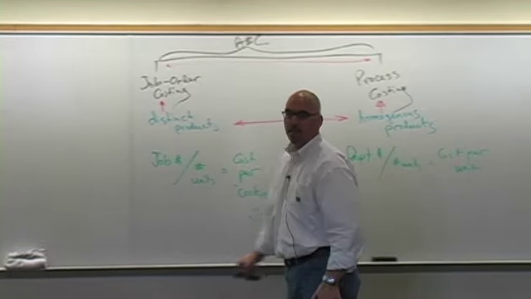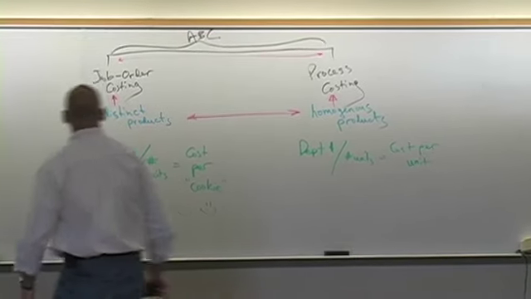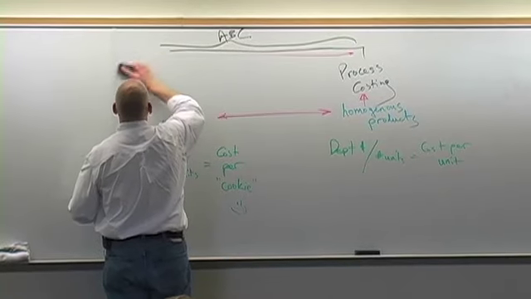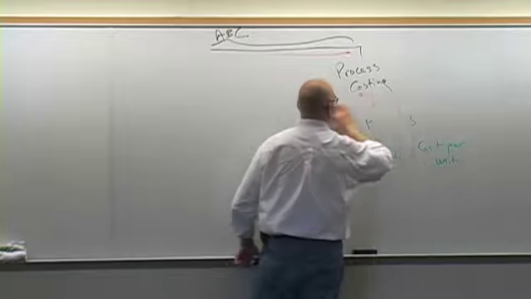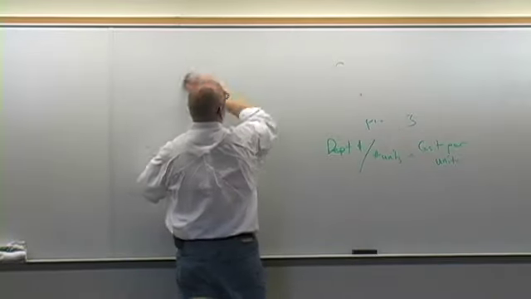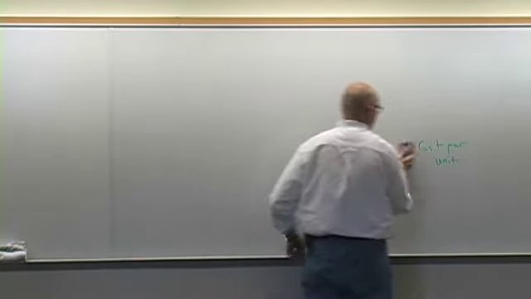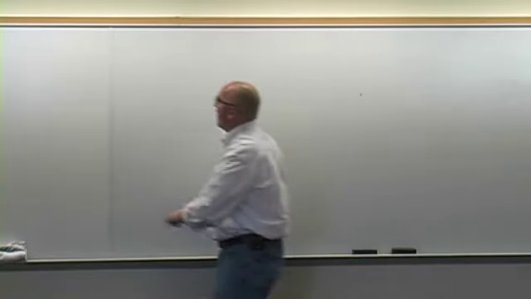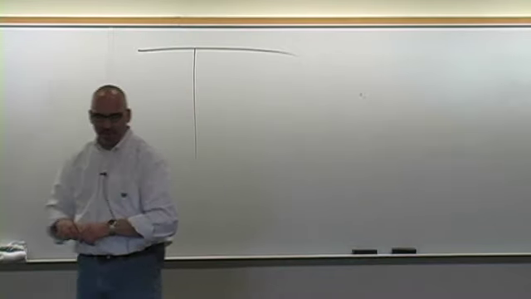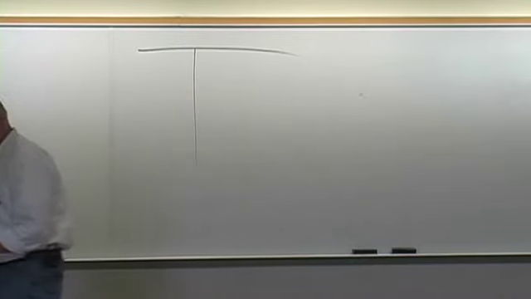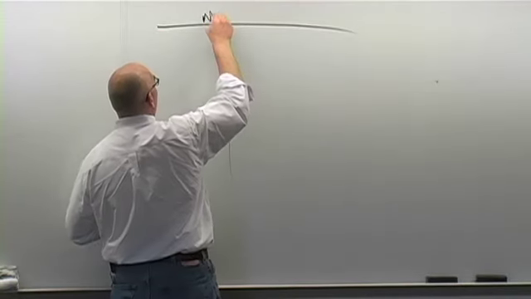So let's go to the Bayes Company, if you would, please. I just drew a T account on the board. Mr. Musgrave, what T account do you think that is? Manufacturing overhead. Okay.